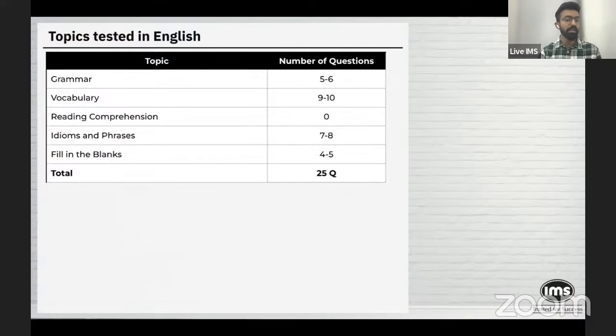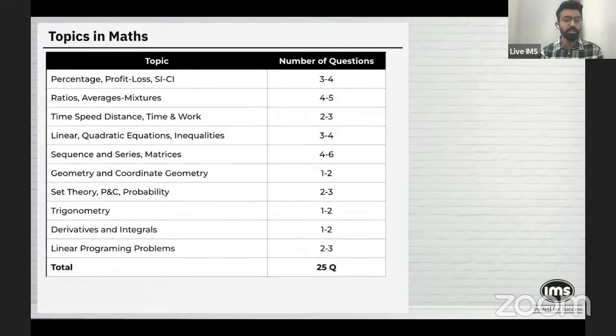In vocabulary again 9 to 10 questions. The surprising thing was that we had zero questions in reading comprehension, something that was not the case till last year. Again, idioms and phrases were 7 to 8 questions. Fill in the blanks, 4 to 5 questions. Based on the feedback we have received from most of the students, it was a very easy section, and it was expected that 20 plus is a good score to get in this section.